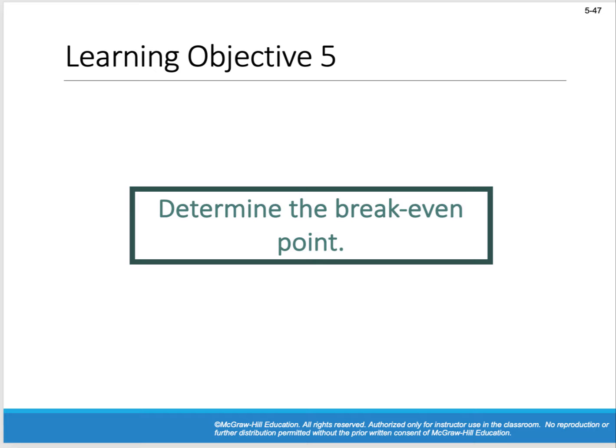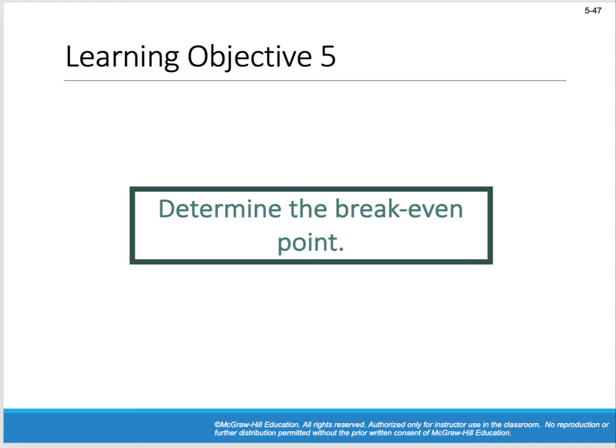In Chapter 5 we've been talking about CVP analysis. In this video we're going to see how we determine a break-even point. And hopefully you remember from a previous video that the break-even point is where profit equals zero. Okay, meaning we cover all our expenses. We covered our variable expenses, covered our fixed expenses. We just don't have any profit. Net profit or net operating income is zero.